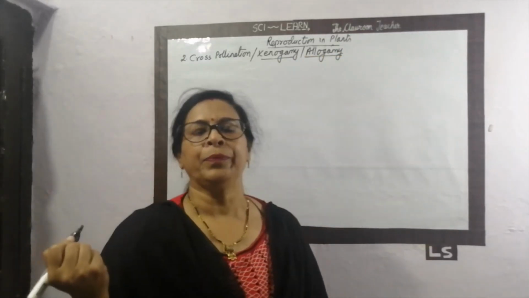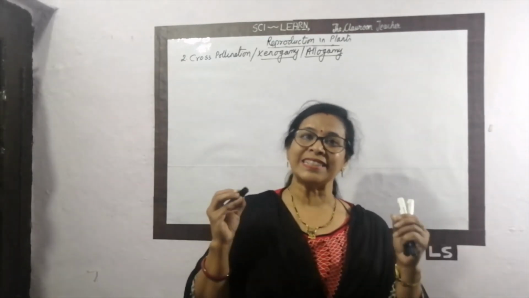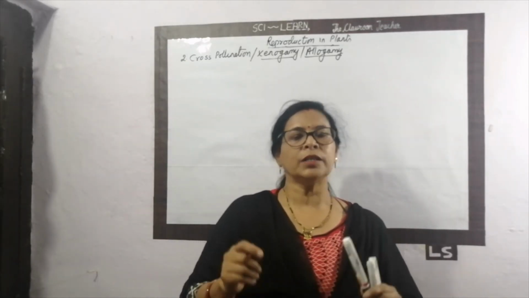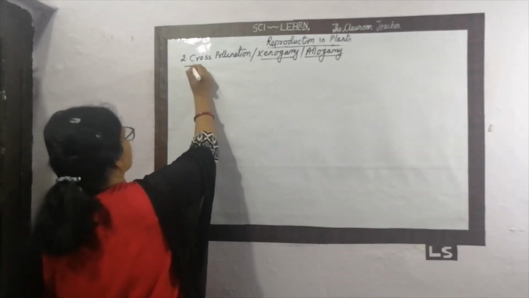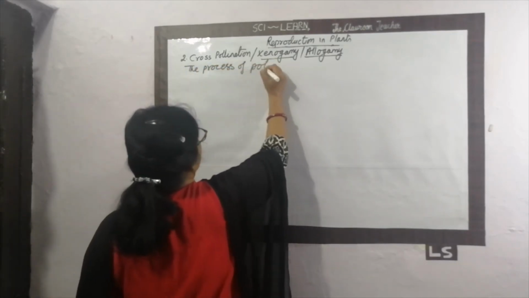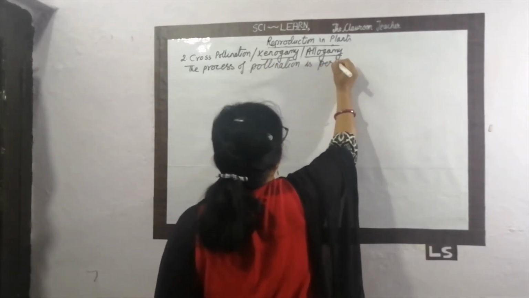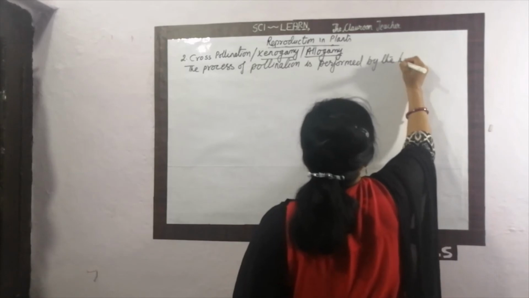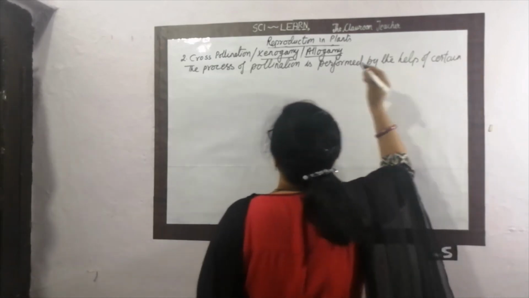Xenogamy or allogamy. Now, what happens in this type of pollination? In this type of pollination, some external agents are required. The process of pollination is performed with the help of certain agents.